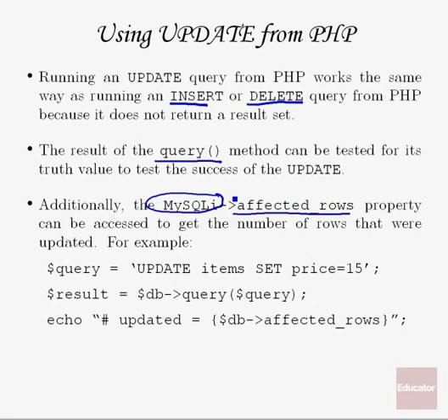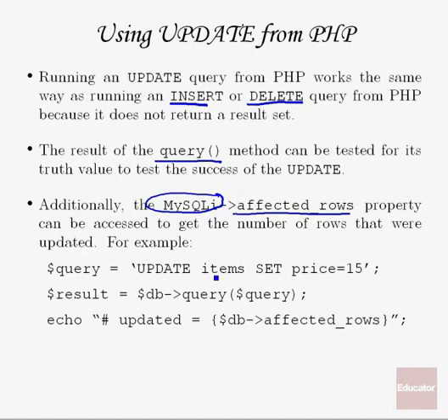Now, as mentioned, the first time you run the query, if you're actually changing information, it'll let you know the number of rows that were changed. If you run it again, affected rows is going to say 0 if you update the same data. So that's something you have to consider when you decide how to test if an update was successful or not.